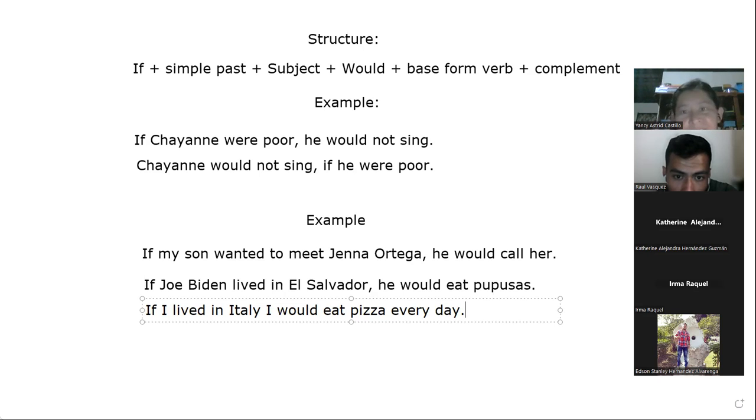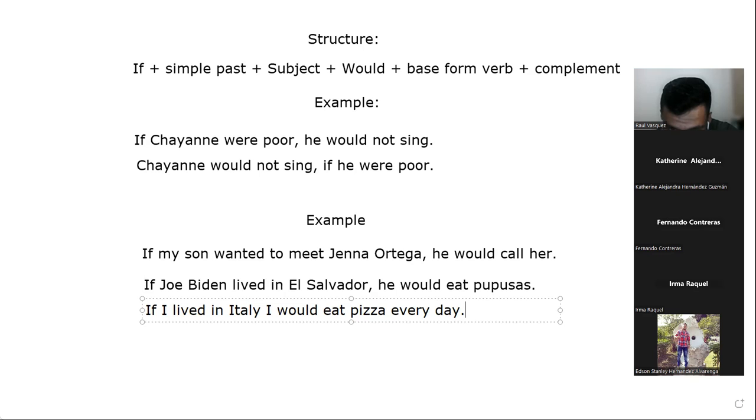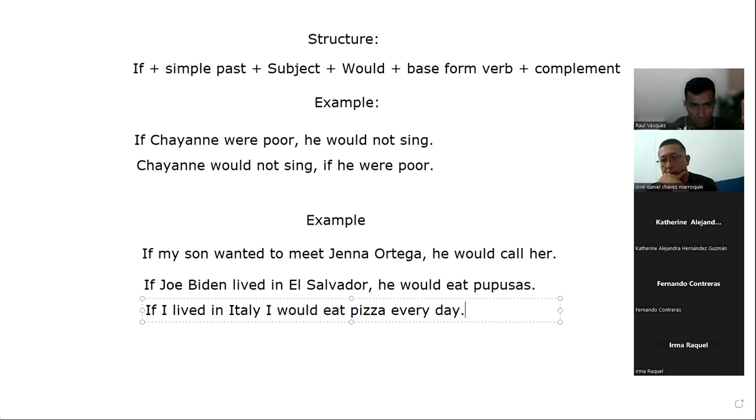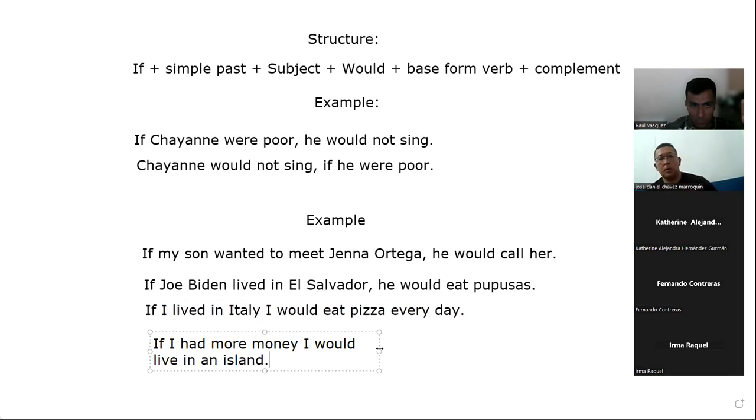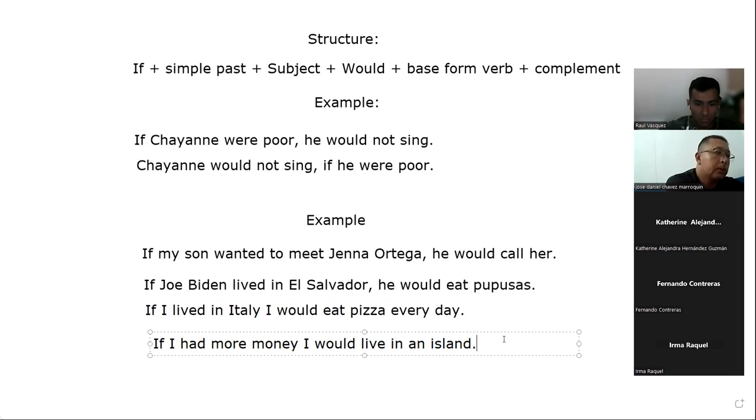I don't know if it is correct, but if I have more money, I could live in an island. All right, very good. If I had more money, I would live on an island. Repeat. If I had more money, I would live on an island. It's spelled like this with an S, but you don't pronounce the S in island. Island. Very good.